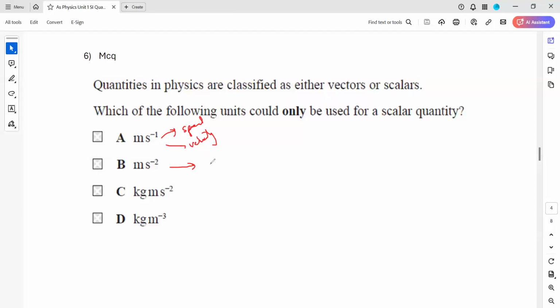Acceleration, meter per second squared, is only for vector. Kilogram meter per second squared, that is the force, as you can see, which is equivalent to newton of force. But kilogram per meter cubed, that is density, and density is the unit for a scalar quantity, not for a vector quantity. So D will be the right answer.